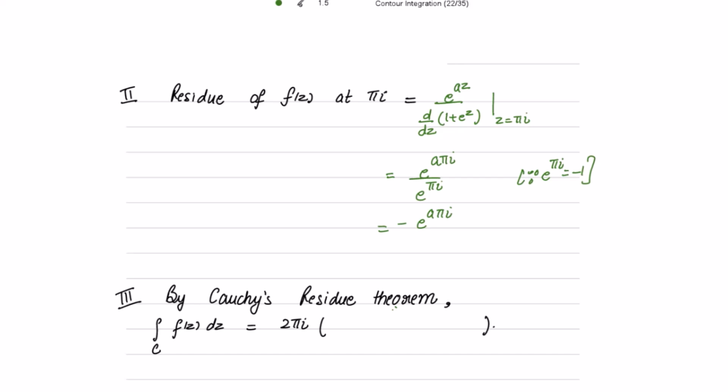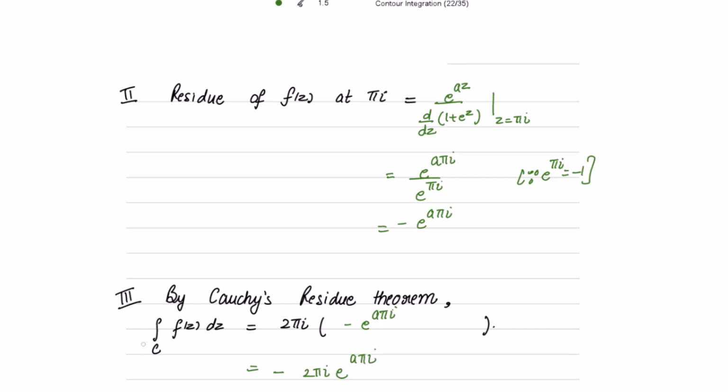Third step is using Cauchy's residue theorem. So the complete integral over C of f(z) dz equal to 2 pi iota times the calculated residue. So this is negative e to the power a pi iota. So this is equal to negative 2 pi iota e to the power a pi iota.